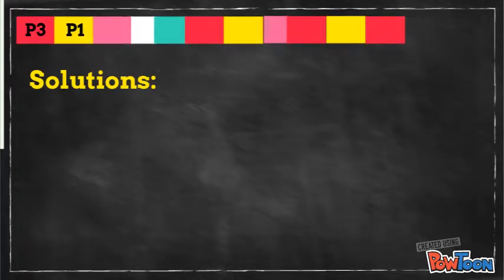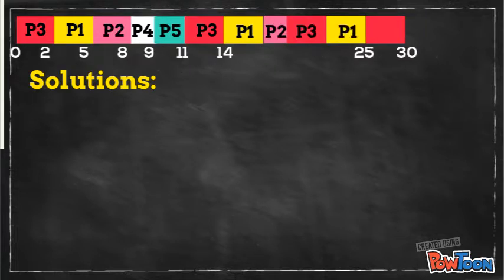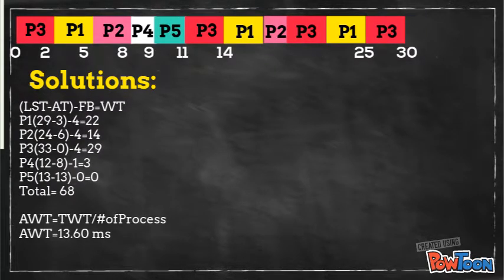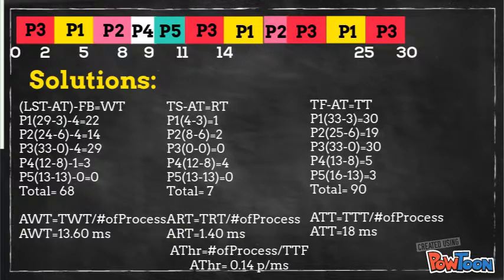Solutions. Total of WT is 68, average is 13.6 ms, total of RT is 7, average is 1.4 ms, total of TT is 90, average.